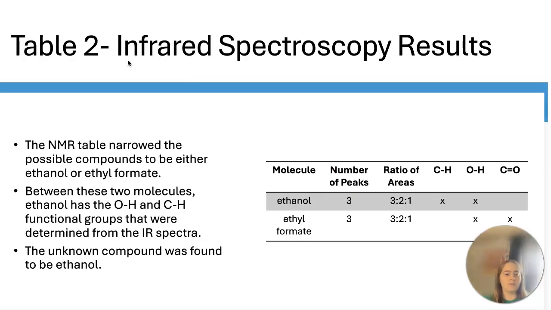Since the NMR table narrowed down the possible molecules to be either ethanol or ethyl formate, I was able to compare the functional groups of those two compounds, and I was able to find that ethanol has the functional groups that were found using the IR spectroscopy results, and it corresponds with both of the spectra obtained.